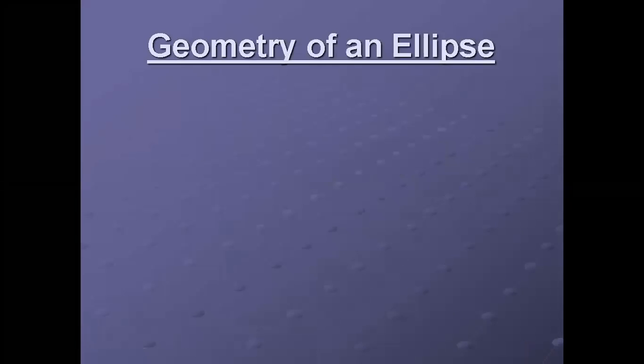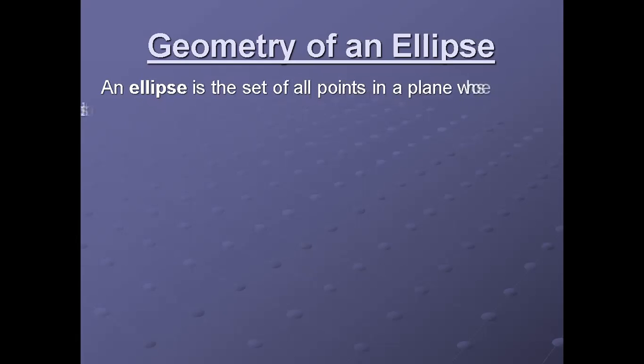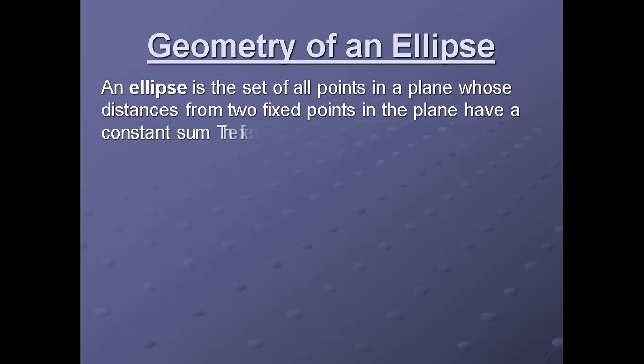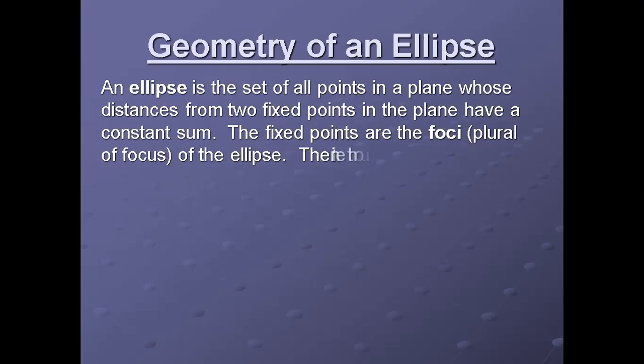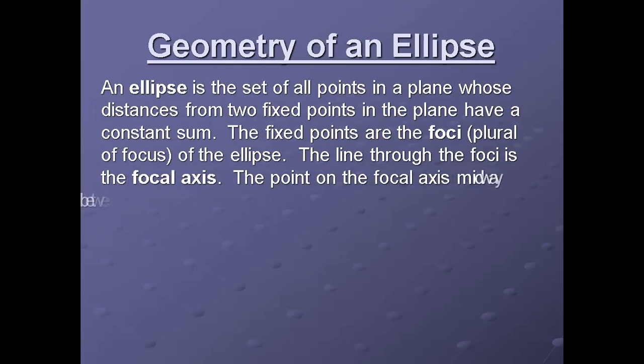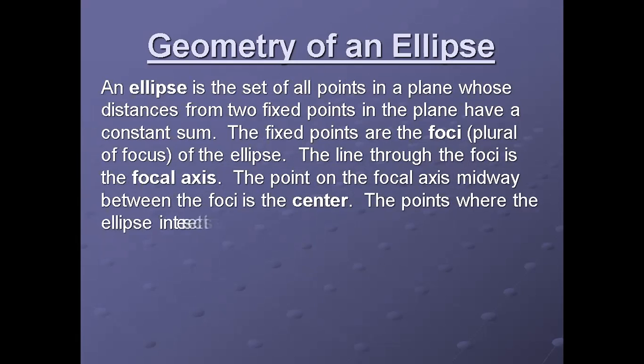So, geometry of an ellipse. By definition, an ellipse is the set of all points in a plane whose distances from two fixed points in the plane have a constant sum. The fixed points are the foci of the ellipse. The line through the foci is the focal axis. The point on the focal axis midway between the foci is the center. The points where the ellipse intersects its axis are the vertices of the ellipse.